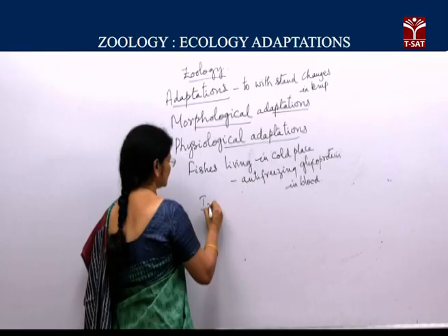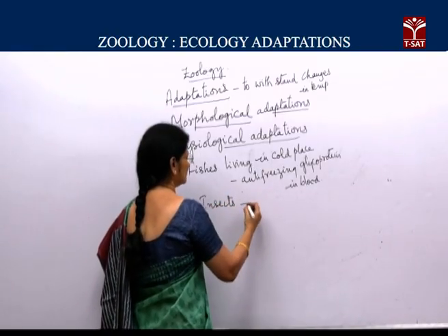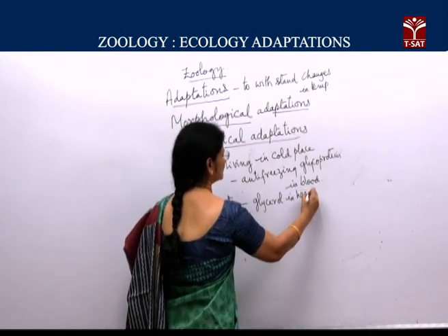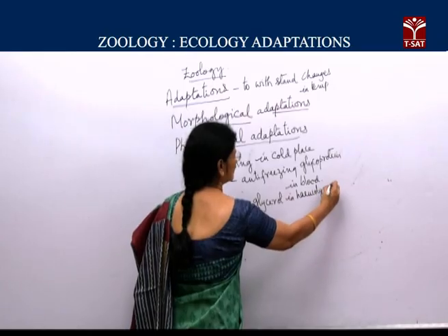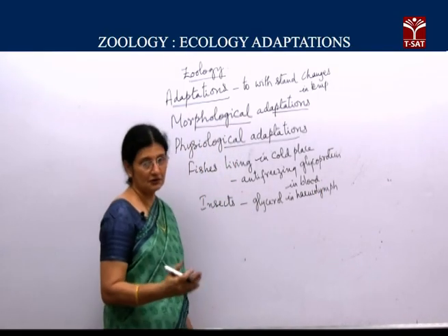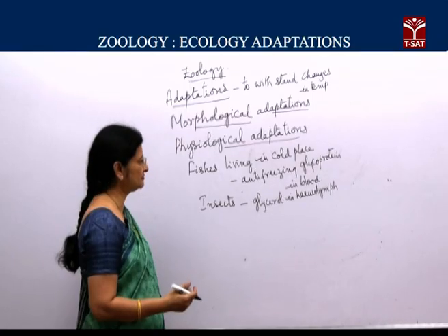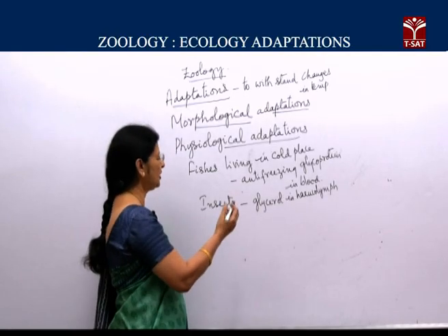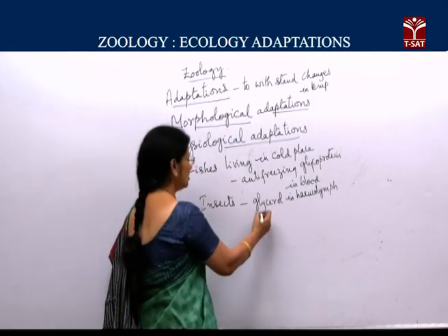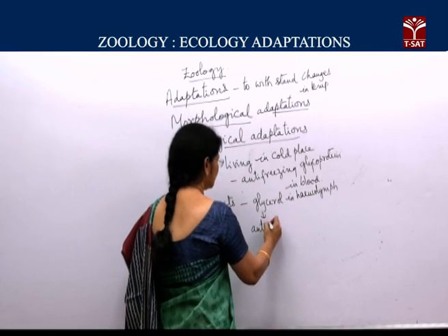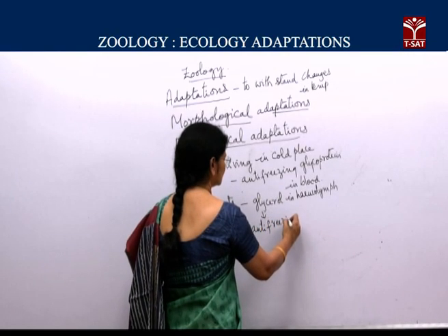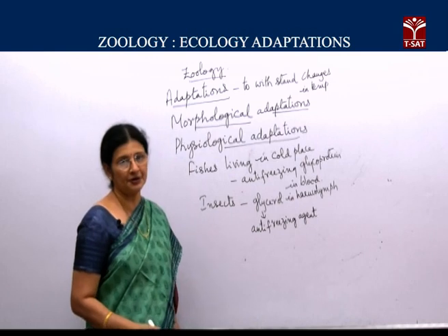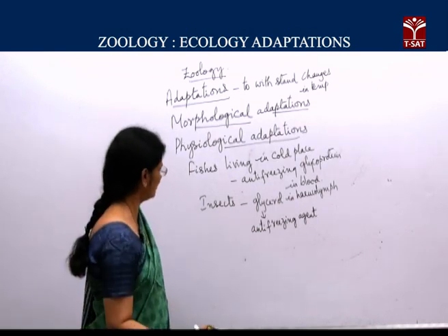And some insects retain glycerol in hemolymph. Insects have a body cavity with open circulation, and it is filled by hemolymph. That hemolymph has glycerol. This glycerol acts as an anti-freezing agent. These are some of the physiological adaptations we find in organisms.